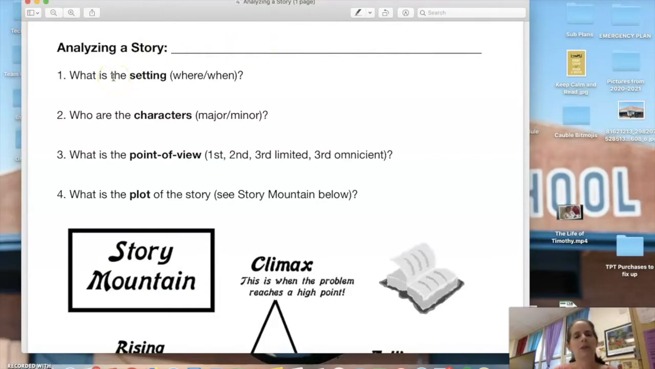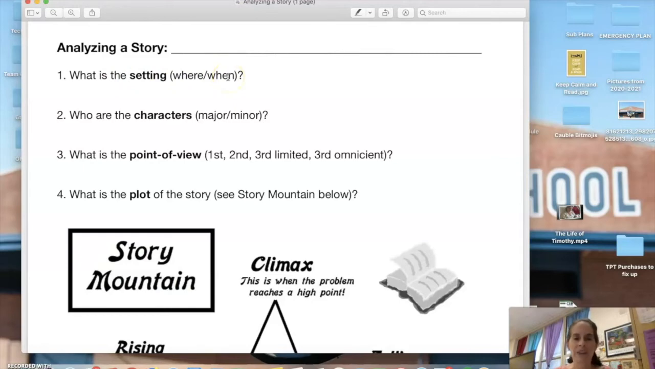Then make sure that you can identify the setting. Don't forget that the setting is where and when. Where is the place, but when is also important. It could be anything from day or night or a season or maybe a specific date or a time period. But when also has a big impact on the story. So make sure when you are identifying the setting that you identify the where as well as the when.